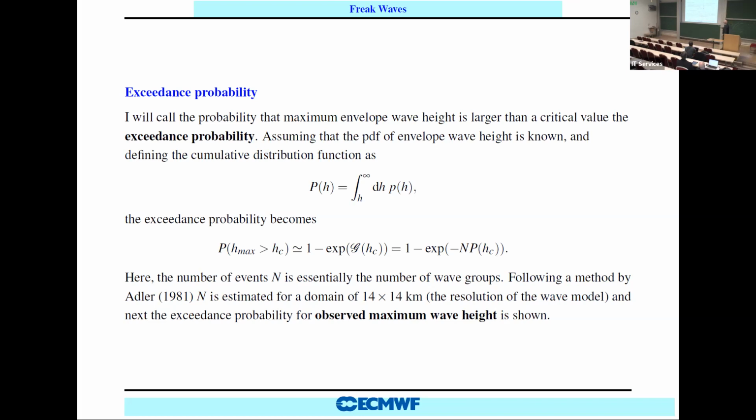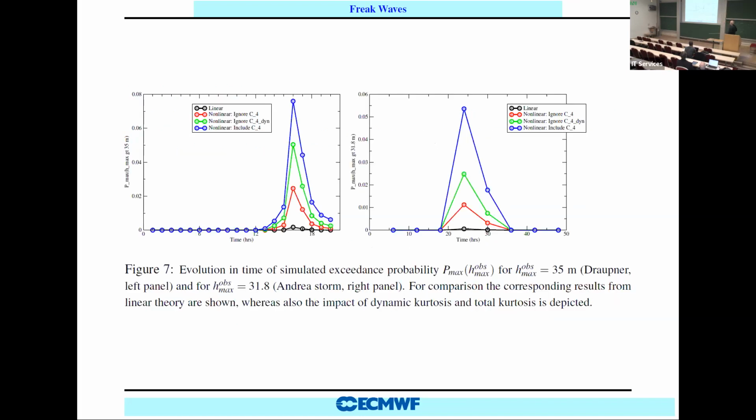And so then I can show you next what the exceedance probabilities are. So that's the blue line. This is for Draupner, this is for Andrea. This is time again. And you see that we get something like an exceedance probability in the order of 8%. And also for Andrea, something like 6%.